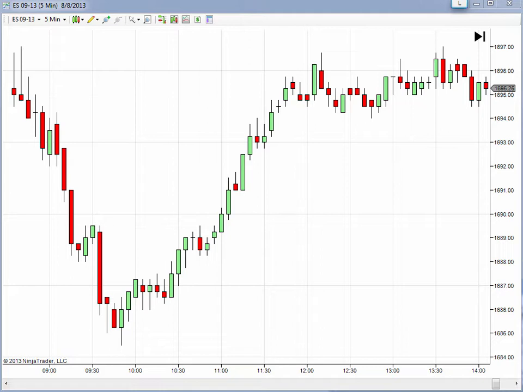I wanted to show you a couple of things that PriceSmoother does that other moving averages and indicators do not. What we have here is a 5-minute candlestick chart of the ES contract. And what we see is early on in the day a little price movement down that waffled for a little bit around 1687 and then returned back up to about 1696 and went sideways for a little bit there.